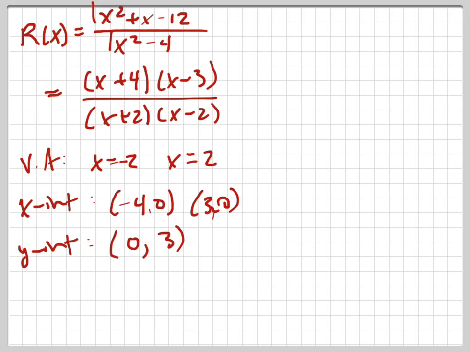Because it's a rational function and the degrees are the same, we know that our horizontal asymptote is going to be the ratio of the leading coefficients. So it's going to be y = 1. So let's take a look at this graph.